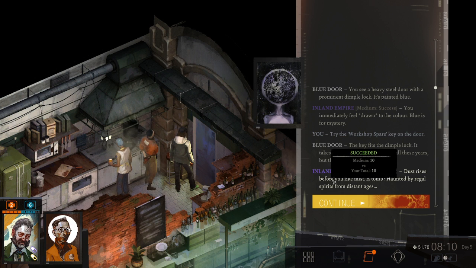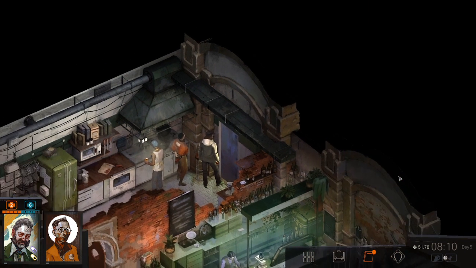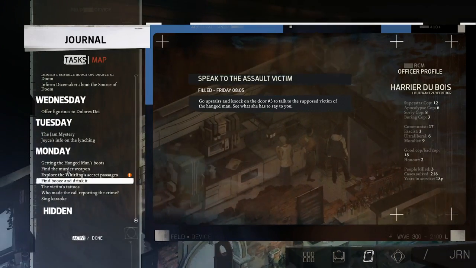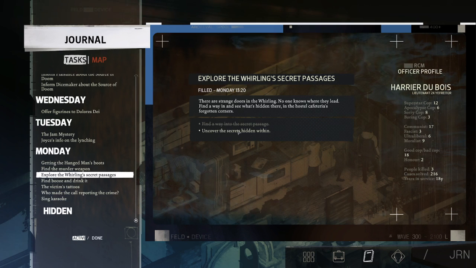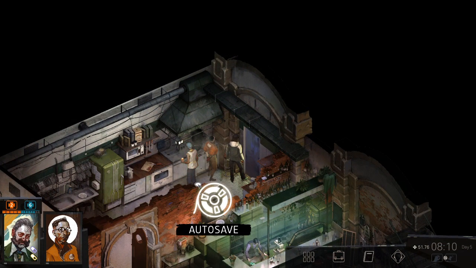Dust rises before you like mist. A tomb haunted by regal spirits from distant ages. No, smells like engine grease and cut wood. Workshop. Ooh, we can go inside now. Oh my gosh. Okay. Now I have to stop because otherwise we're just going to keep going.